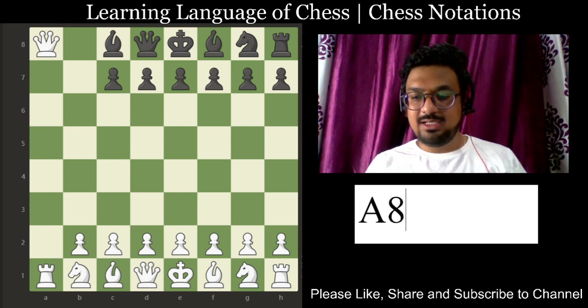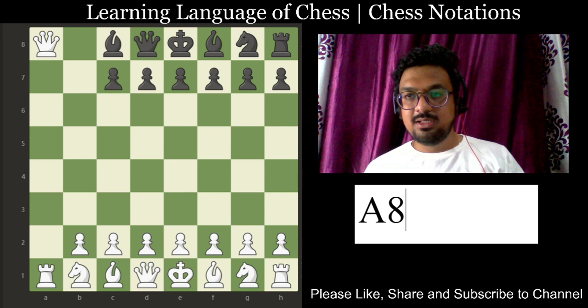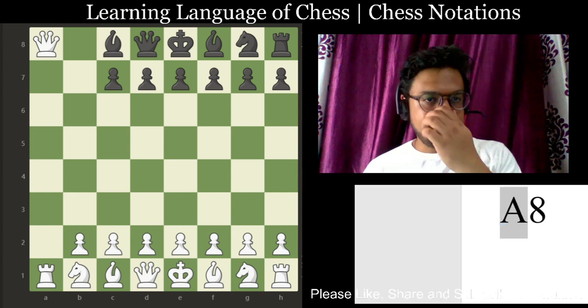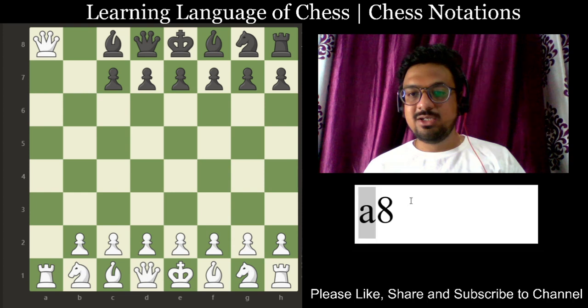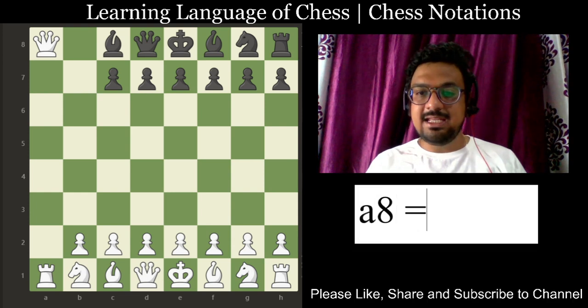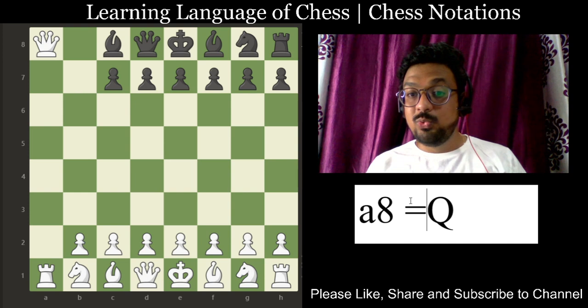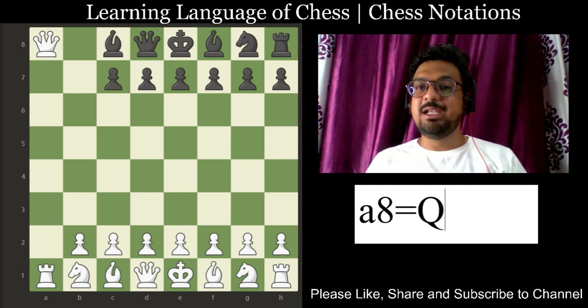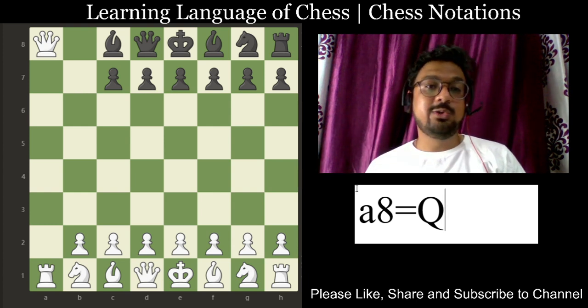a8. Let me make it small because you write it in lowercase. So yeah, that's perfect. a8=Q. So always remember, whenever you promote a pawn into a queen, you write a8=Q.